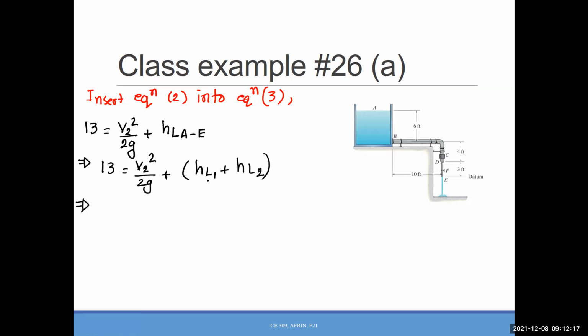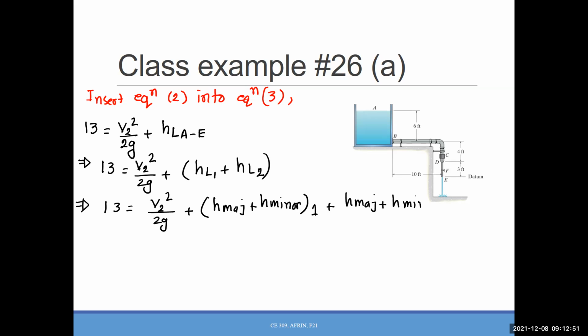Also, for each head loss, we know there can be major and minor both. So we need to look for both losses. If there is no minor losses, our life is a little bit easier. If there is minor losses, we just need to find out the sources. Okay. So let's work on that. V2 square over 2g, h major plus h minor for pipe 1, h major plus h minor for pipe 2. Okay.